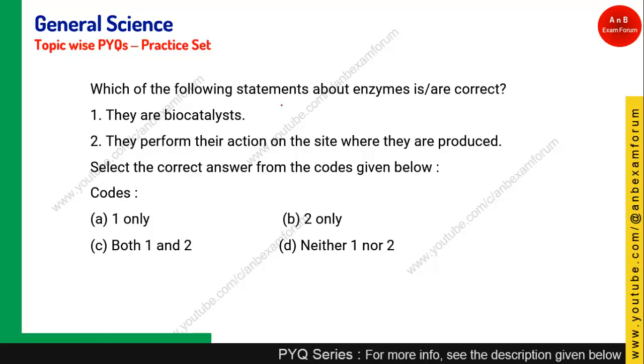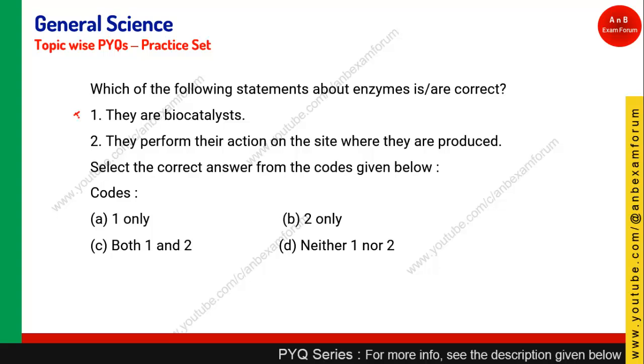Which of the following statements about enzymes is or are correct? They are biocatalysts. Yes, this is true. They perform their action at the site where they are produced. Yes, this is also true. So both are true, and your answer should be option C, both 1 and 2 are correct. A very simple one.